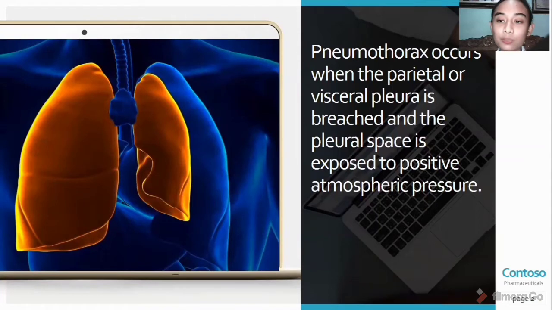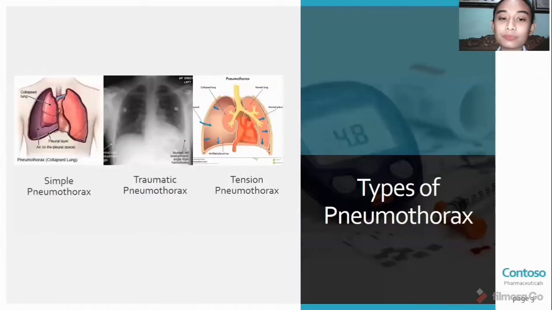Pneumothorax occurs when the parietal or visceral pleura is breached and the pleural space is exposed to positive atmospheric pressure. Normally, the pressure in the pleural space is negative or subatmospheric. This negative pressure is required to maintain lung inflation. When either pleura is breached, air enters the pleural space and the lung or a portion of it collapses.